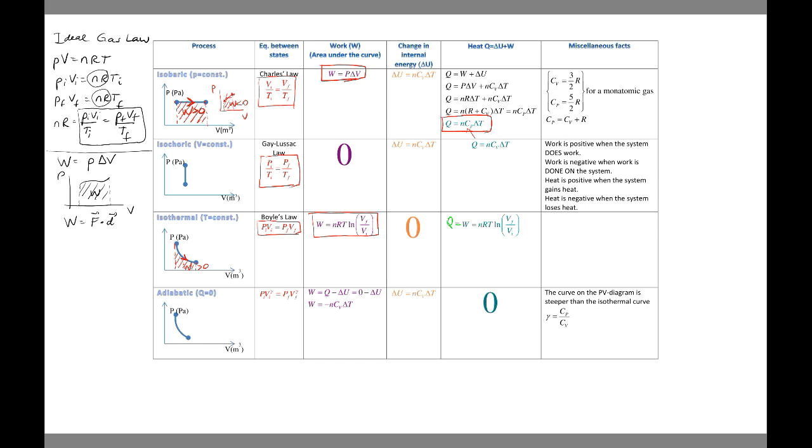So there are some similarities and differences between these processes. For the isochoric, isothermal, and adiabatic process, one of the three types of energy, work, change in internal energy, or heat, is zero. The isobaric process is the only one that has non-zero work, change in internal energy, and heat. The isobaric process is also the only one that uses nCp delta T. So there are a few similarities and a few very distinct differences between these processes, besides the whole concept of one has constant pressure, one has constant volume, one has constant temperature, and one has no heat exchanged. And it is fairly easy to remember the unique situation for each of these processes.